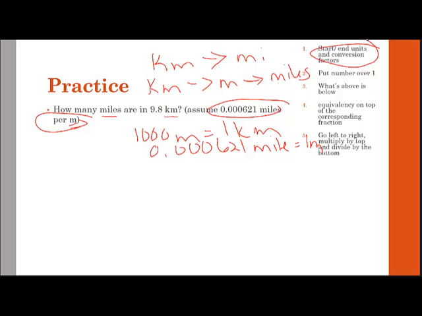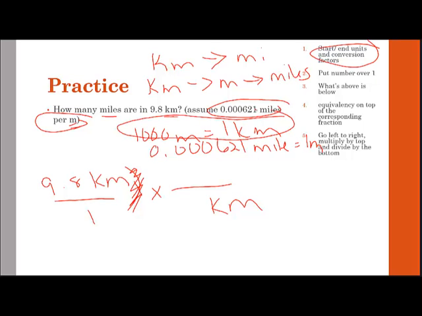So 9.8 kilometers goes over 1. Keep wanting to put parentheses. Let's do a times sign. So we have kilometers on the top. We need to put kilometers on the bottom of the next one. Now let's look at our conversion factors. Which of our conversion factors actually has kilometers in the conversion? And that would be the top one. So that's the one I'm going to focus on.